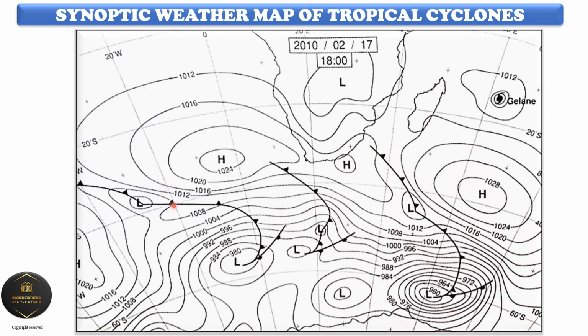So as much as you need to be able to identify this on satellite images, you also need to be able to identify this on synoptic weather maps. Now remember, we said they are given what? They are given names. So if you look at that, it is tropical cyclone CYCLONE, and it starts with the letter G.